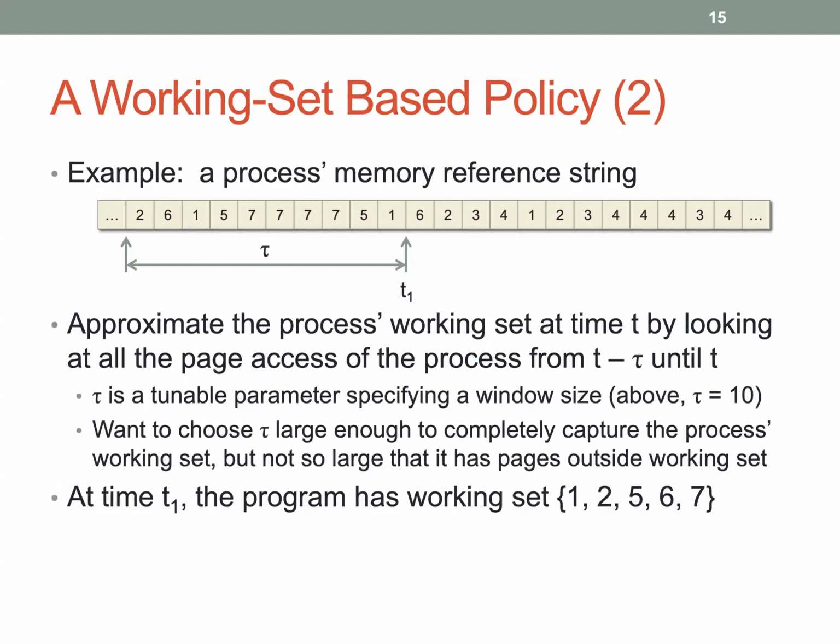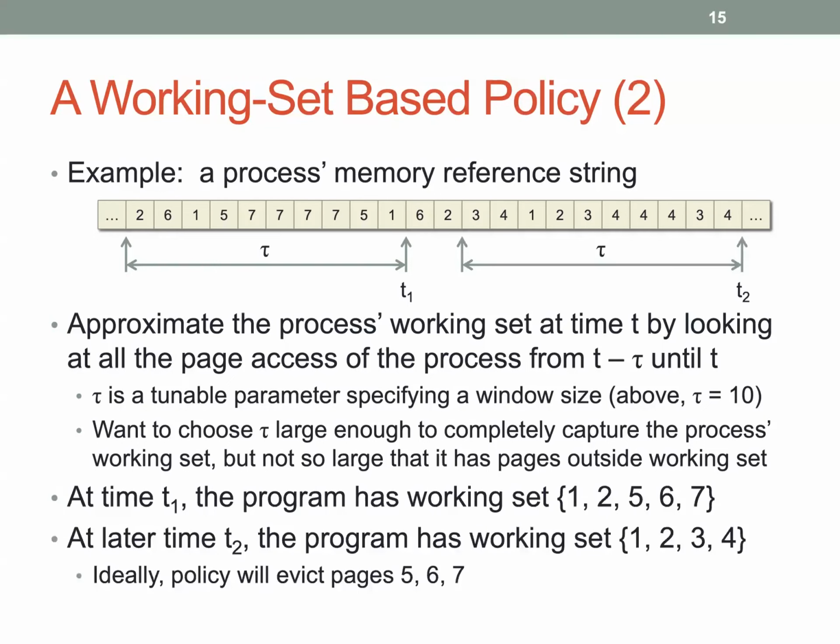So at time t1, you can see that we have a working set of 1, 2, 5, 6, and 7. These are the page numbers. Some suspension of disbelief here. You all know that it's significantly more complex than that as you dive into the implementation. And so at a later time, t2, you look at t2 minus tau and you say, okay, well, now we have a different working set, 1, 2, 3, and 4, and we'd like to have a policy that will evict pages 5 through 7.